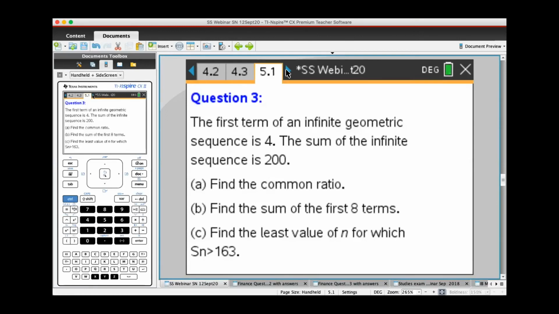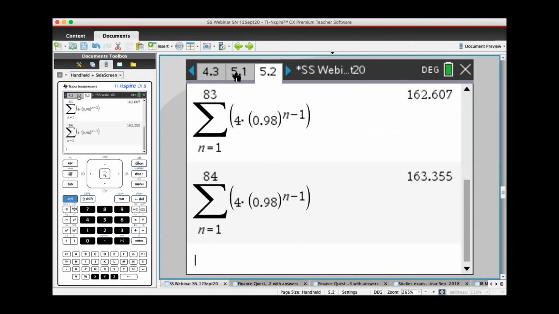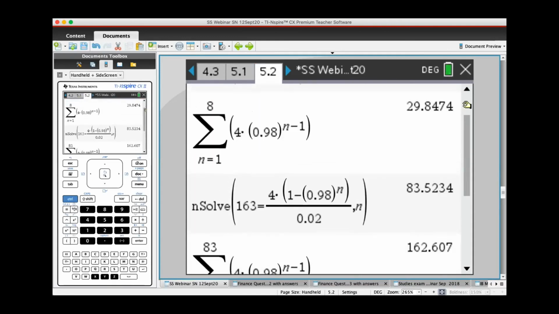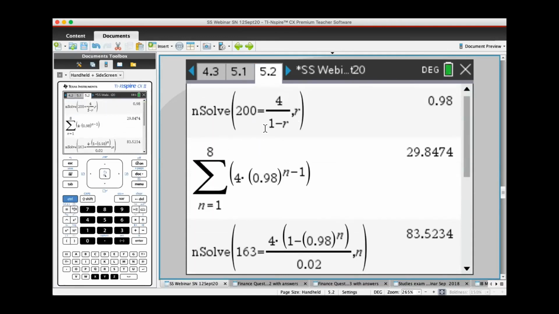All right. The first term of an infinite geometric sequence. Now, for an infinite geometric sequence, it's got to be converging, so the ratio has to lie between -1 and 1. And the sum of the infinite sequence is 200, right? So we are going to use, since we are out of time, I'm just going to show you how I've done it.